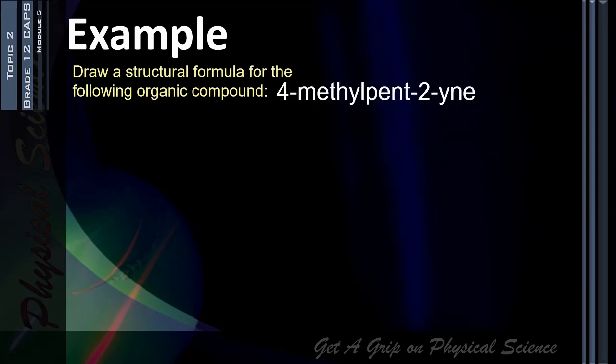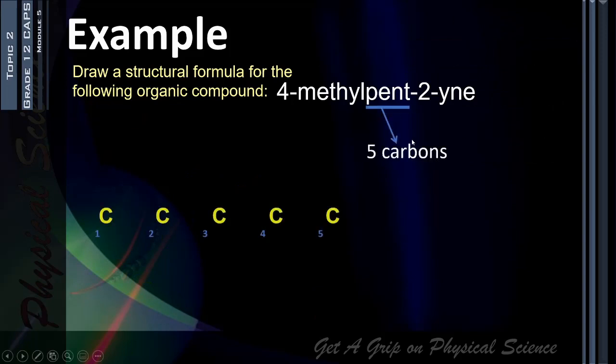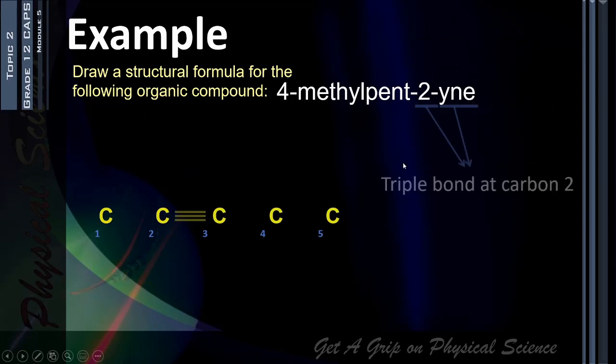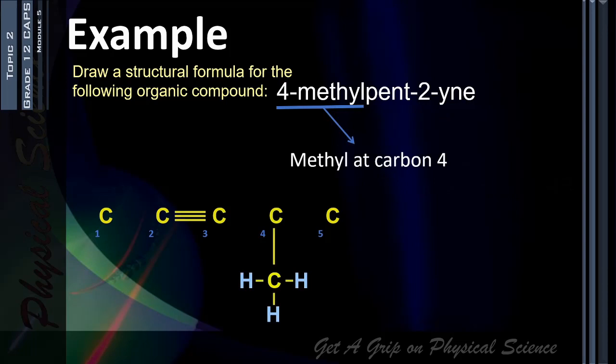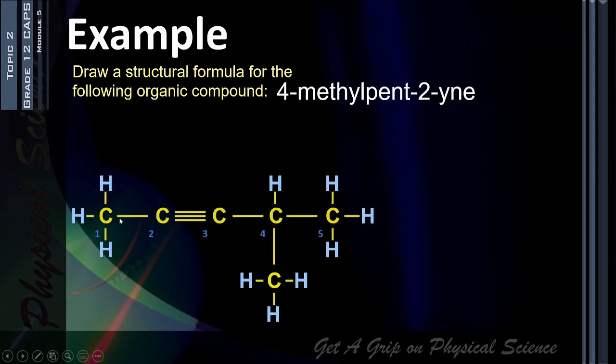Draw a structural formula for 4-methyl-pent-2-yne. So the pent is the stem name. There are 5 carbons in the longest chain. There's a triple bond on carbon number 2. There's a methyl alkyl group on carbon number 4. And then we complete the molecule with single bonds and hydrogens so that there will be 4 bonds on each carbon.